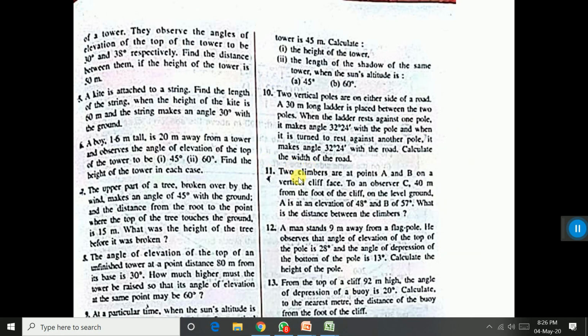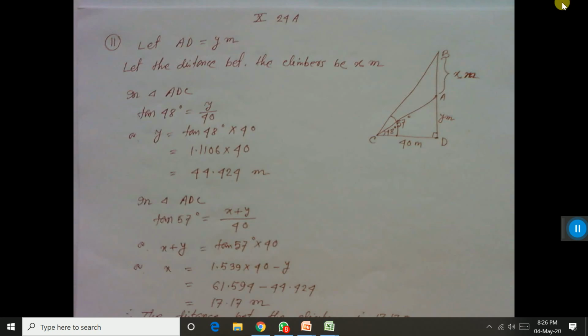See sum number 11. Two climbers are at points A and B on a vertical cliff face. An observer C is 40 meters from the foot of the cliff on level ground. A is at an angle of elevation of 48 degrees and B of 57 degrees. What is the distance between the climbers? So see the sum here.